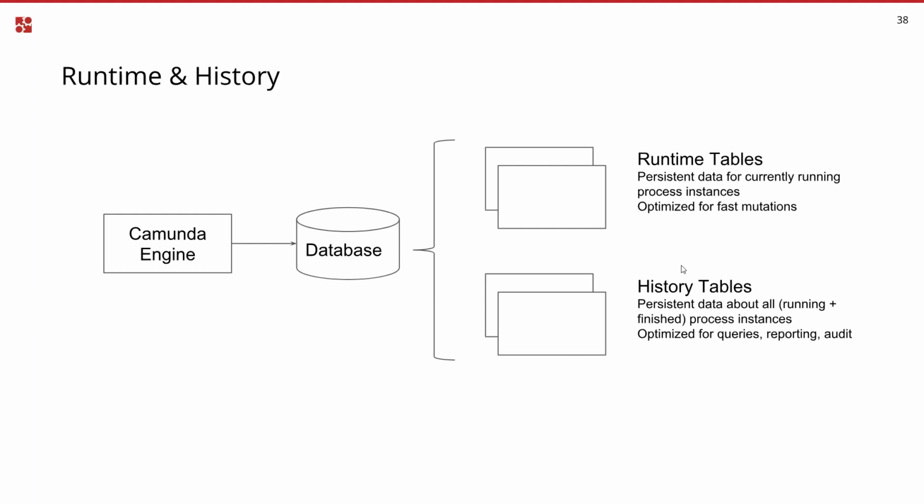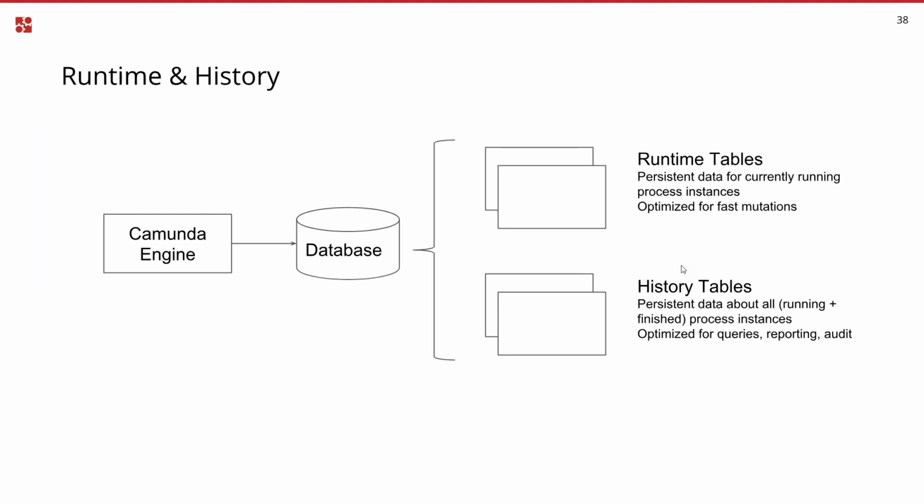So most of you are probably familiar with this. We have the Camunda engine, and it stores all its data in the database. And then inside the database, we have two buckets where data goes. One is the runtime tables. This is where we keep the persistent data structures that the engine actually needs to execute workflows. These are optimized for fast mutations. So if I need to go from one step in a workflow to the next, these data structures are optimized for that. There's a second bucket where data is being stored, and that is the history tables.